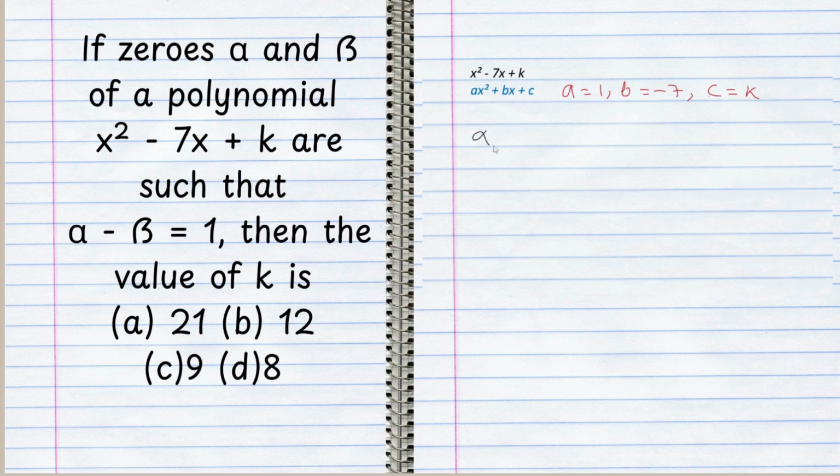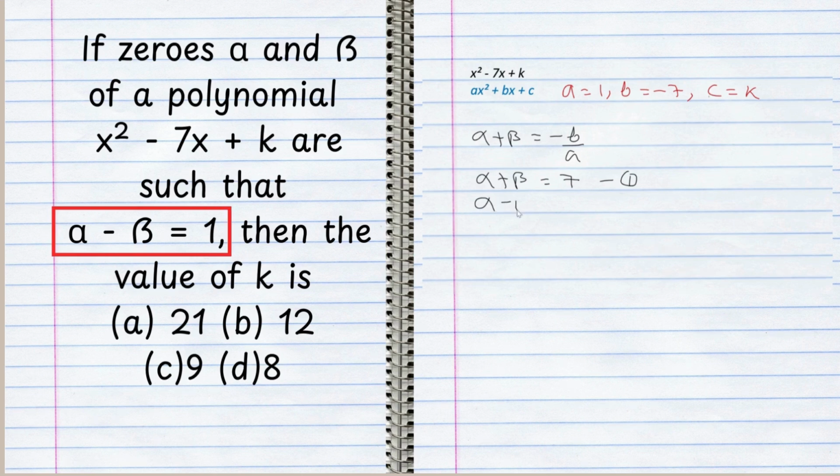Now, first we will obtain the sum of the zeros. And what is the sum of the zeros? This is minus b over a. So we can say the sum of the zeros, that is alpha plus beta, should give minus of minus 7, which is positive 7 over a, which is 1, so 7 over 1 is 7 only. And we are given that alpha minus beta is equal to 1. Say this is equation 2.